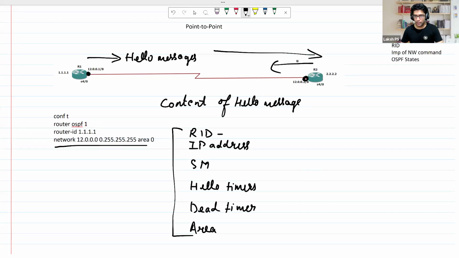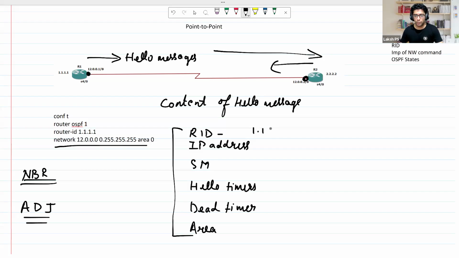not? If it is similar, then only I can be a neighbor with him, then only I can form an adjacency with him. We'll talk about neighborship and adjacency in just a while. So R2 also sends this important information in its hello message.